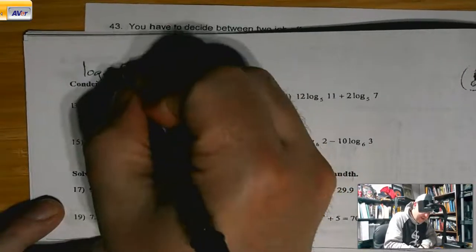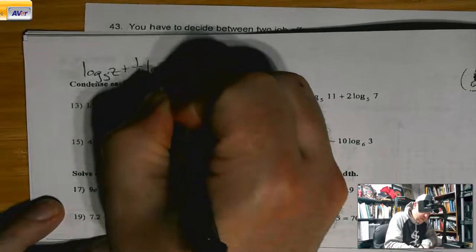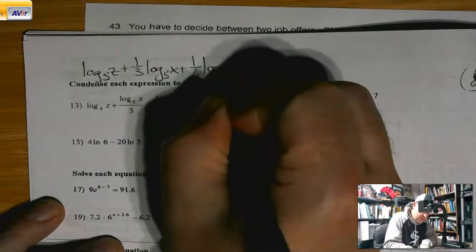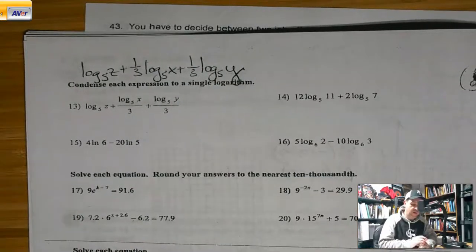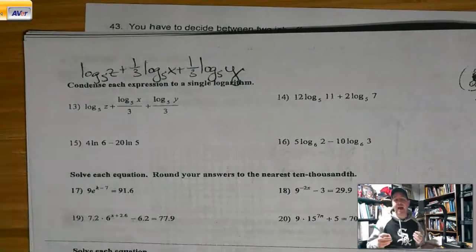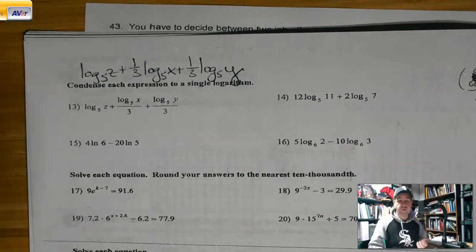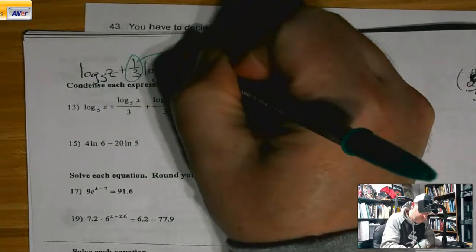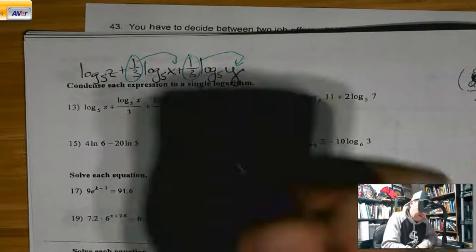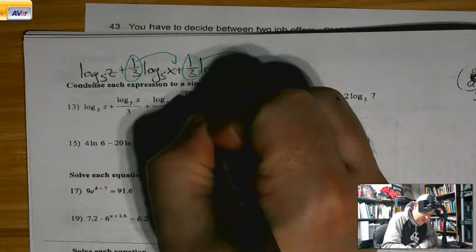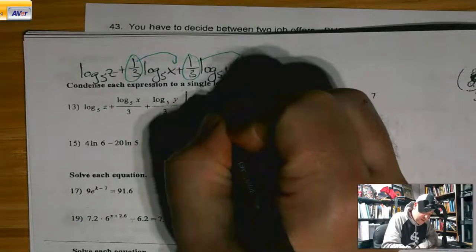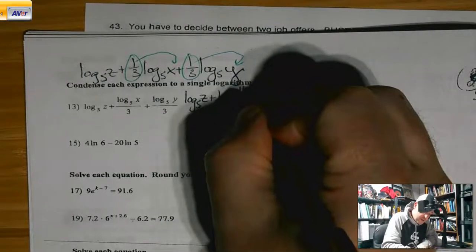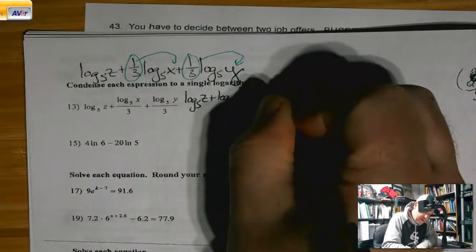Dividing by 3 is the same as multiplying by 1/3, and the same on this one. So with that in mind, when we condense, remember we're doing it in the opposite order that we did it before. So before the exponents were last, now the coefficients are going to be first. So we'll get those up here. So we got log 5 z plus log 5 x to the 1/3 plus log 5 y to the 1/3.